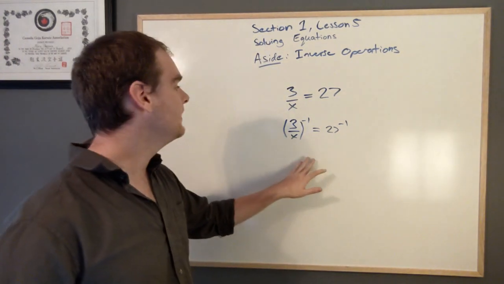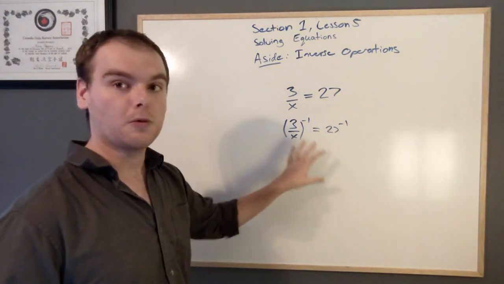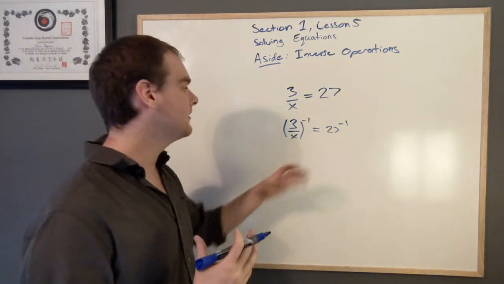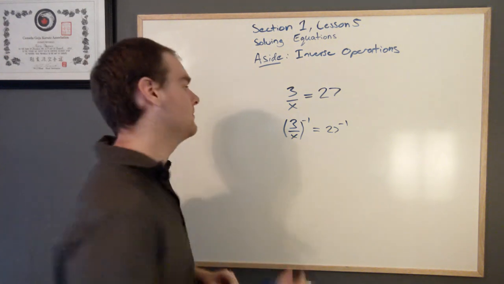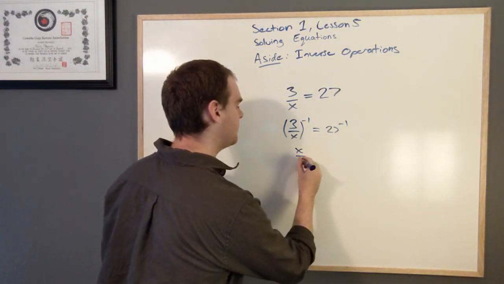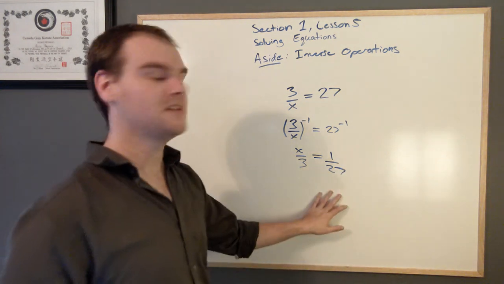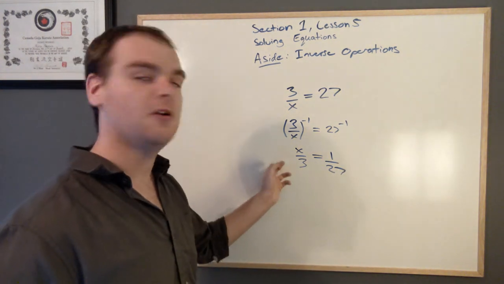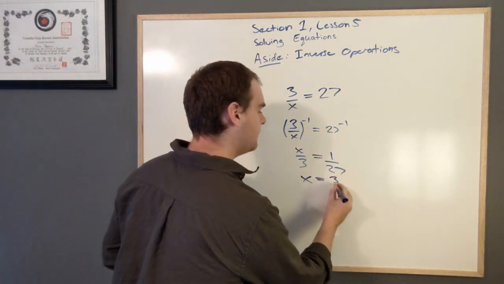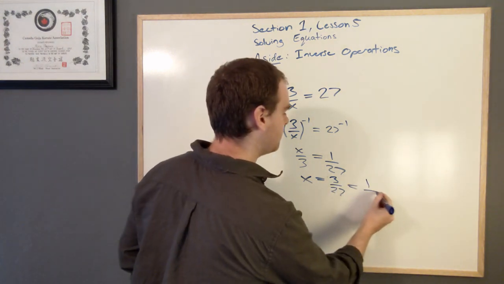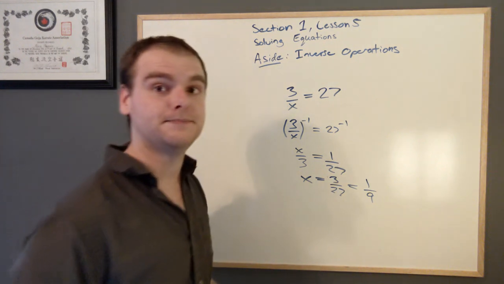So once I've taken the power of negative 1 on each side, then I can apply it. And when I take the power of negative 1, all I do is I flip things around. So I'm left with this, and this is pretty easy. So I multiply by 3, and that just leaves me with 1 over 9.